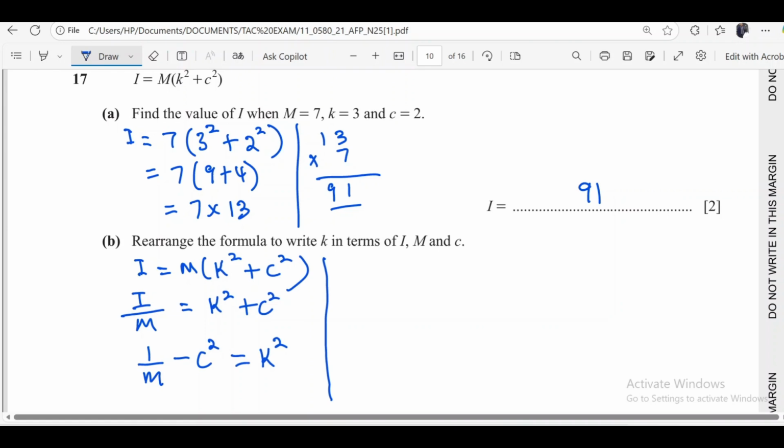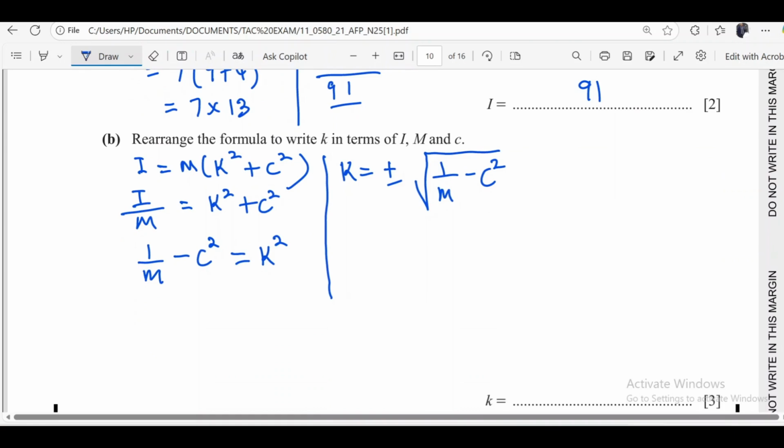Now, if we take the square root of both sides, it's going to be plus or minus the square root of I over m, then minus c squared. All right. So this is what we'll get if we make k the subject, or write k in terms of I, m, and c. So we have k equals plus or minus the square root of I all over m minus c squared.